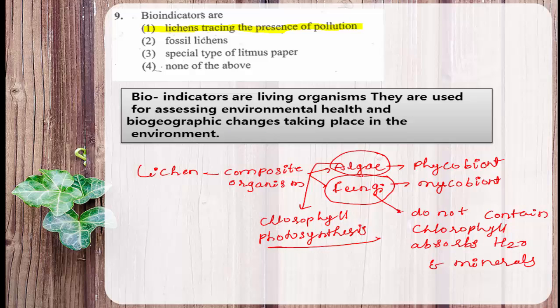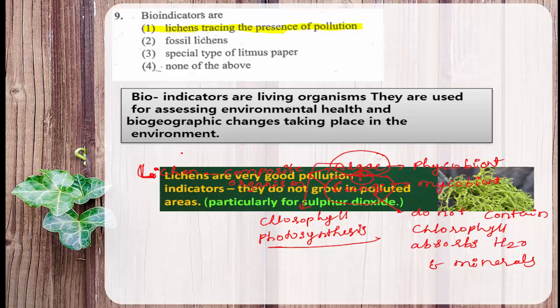The composite association between algae and fungi results in the formation of lichens, and lichens are very good indicators of environmental pollution, especially they are very sensitive to sulfur dioxide. Lichens are very good pollution indicators. They do not grow in polluted areas, and this is the lichen I have shown. The algal component is called phycobiont and the fungal component is called mycobiont. So the right answer for this question is option 1.